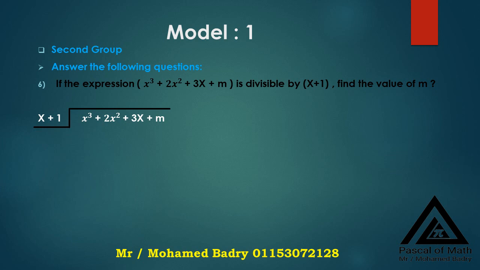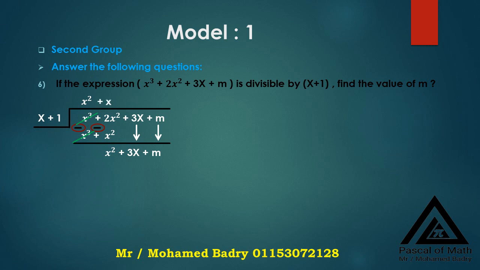Okay. First step, divide. X power 3 divided by x equals x squared. Second step, multiply. X power 2 times x equals x power 3, and x power 2 multiplied by 1 equals x power 2. Third step, minus. Okay, x power 3 cancel each other. Now 2x power 2 minus x power 2 equals x power 2. Fourth step, bring down 3x plus m.